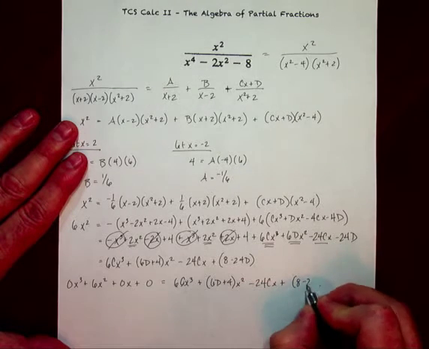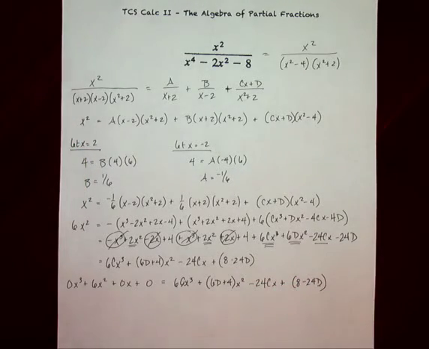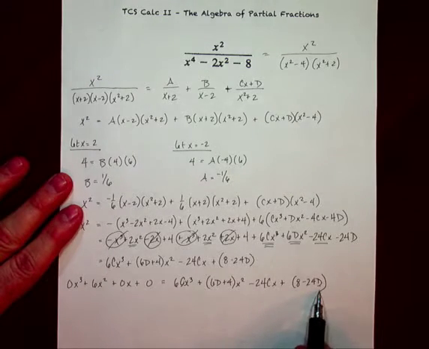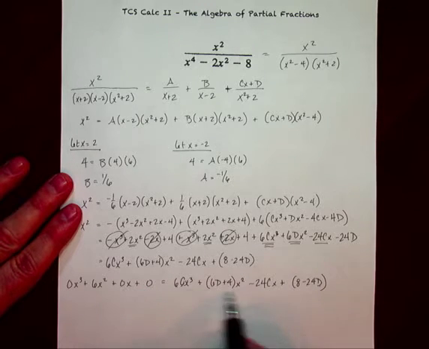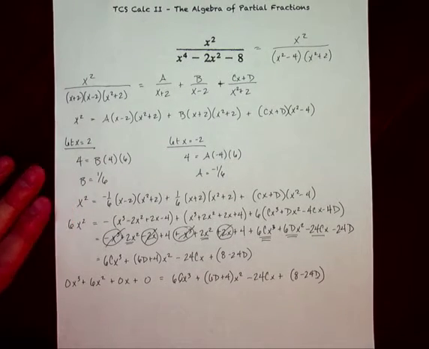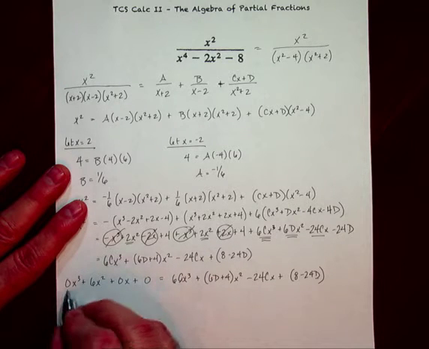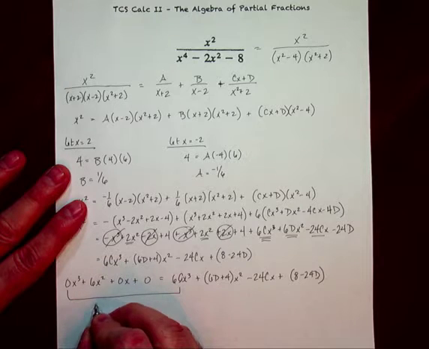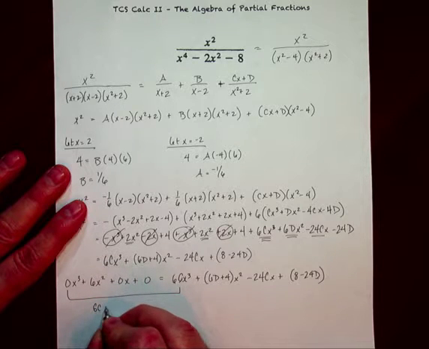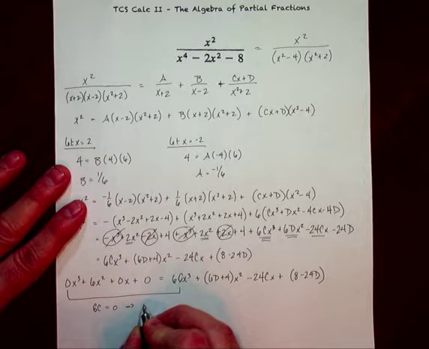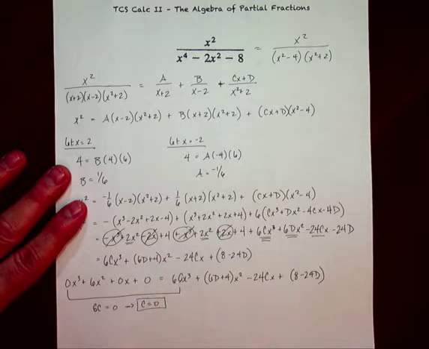Now remember, the whole justification for doing this is the fact that because this is true for all x, basically this has to be equal to that. And if this is equal to that, then its corresponding coefficients have to be equal as well. And that means that 6c is equal to 0, and therefore c is equal to 0. Well, that was kind of neat.